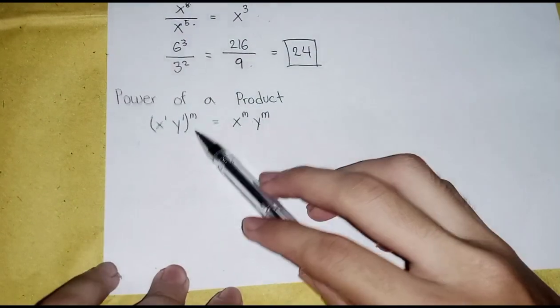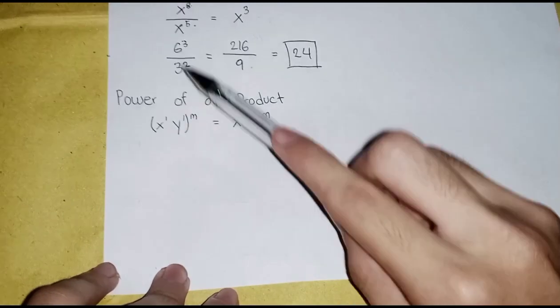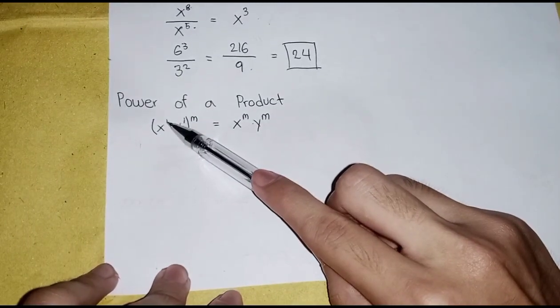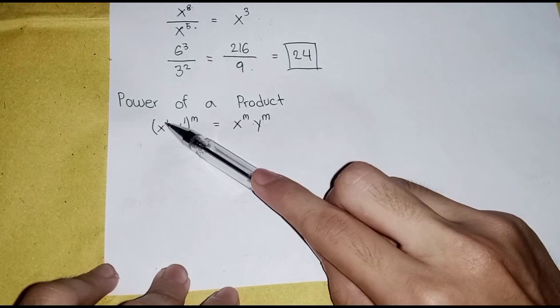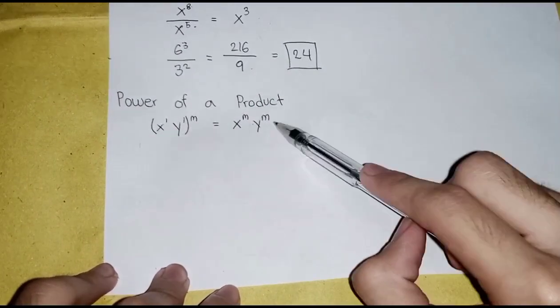Next naman ay power of a product. So, yun ay may dalawa. Ganito. Imumultiply natin yung exponent nila sa labas ng parenthesis. Sa x, 1 times n, that will be n. And sa y naman, 1 times m, that will be m.